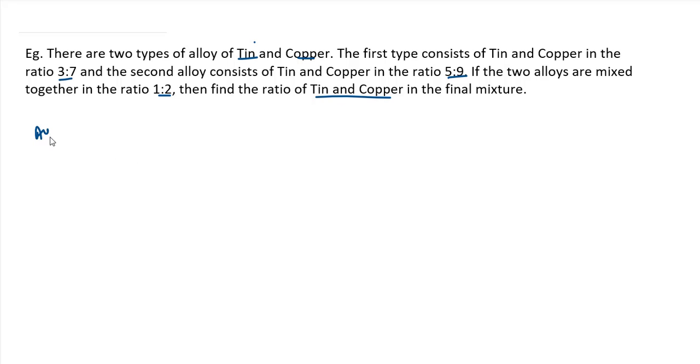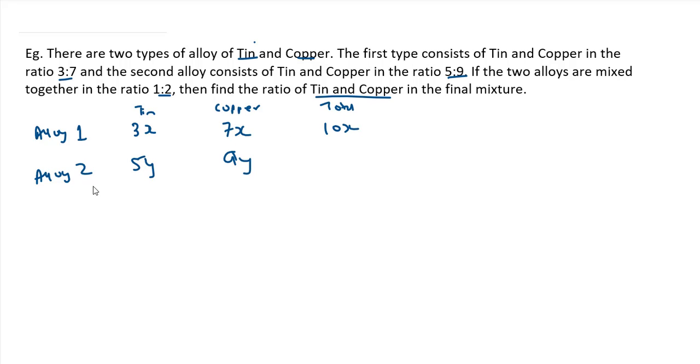So let's say we have alloy 1. It consists of tin and copper in the ratio of 3:7. We'll assume the quantity of tin as 3x and the quantity of copper as 7x. And in the second alloy, the ratio of tin and copper is 5:9. So we'll assume tin as 5y and copper as 9y. So the total quantity of the first alloy is 3x plus 7x, which is 10x. And the total quantity of the second alloy is 5y plus 9y, which will be 14y.